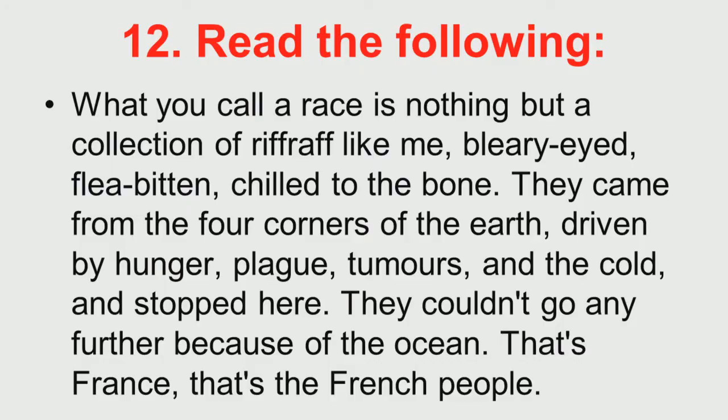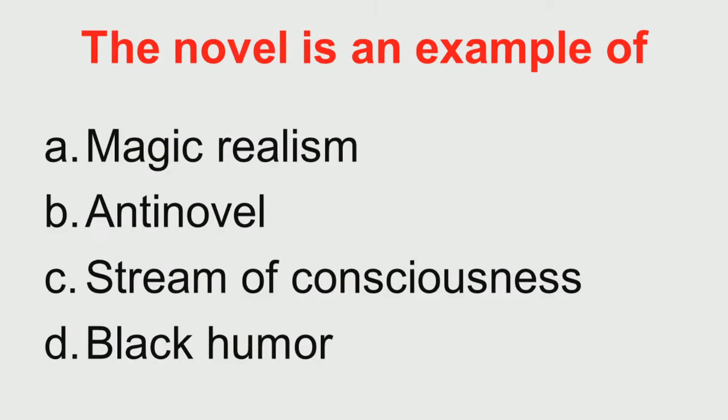Next one, read the following. What you call a race is nothing but a collection of riff-raff like me, bleary-eyed, flea-bitten, chilled to the bone. They came from the four corners of the earth, driven by hunger, plague, tumors and the cold, and stopped here. They couldn't go any further because of the ocean. That's France, that's the French people. The novel is an example of magic realism, anti-novel, stream of consciousness, black humor.